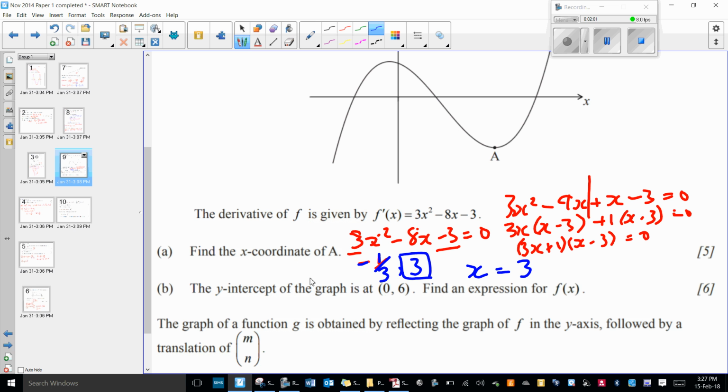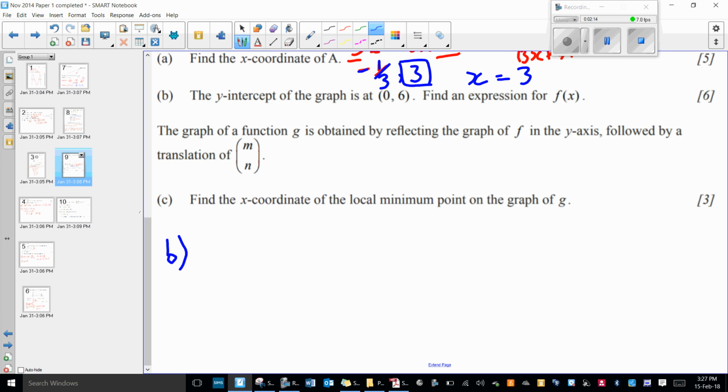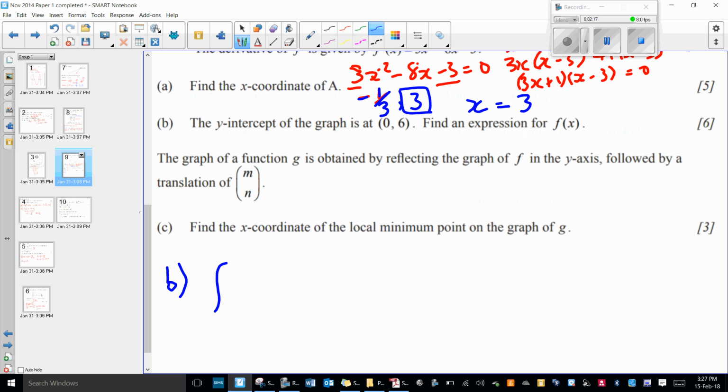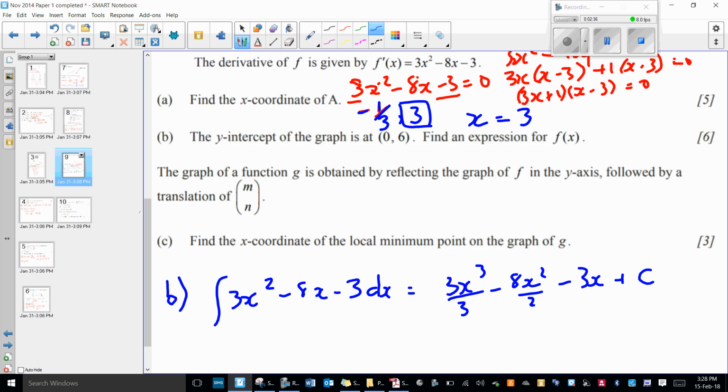Alright, the y-intercept of the graph is at (0, 6). Find an expression for f(x). Okay, so if this is f'(x), we can find f(x) by integrating. So the integral of 3x squared minus 8x minus 3 dx is 3x cubed over 3 minus 8x squared over 2 minus 3x plus c. They cancel each other out, and 8 over 2 becomes 4.